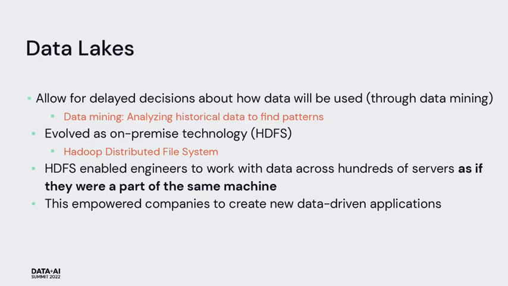Data lakes originally evolved as an on-premise technology closely tied to the Apache Hadoop ecosystem. Many early internet companies had been amassing huge amounts of data and were seeking solutions to process and monetize it. The Hadoop Distributed File System, or HDFS, allowed engineers to start working with data distributed across dozens or hundreds of servers, as if it were part of the same machine. While this physical infrastructure was expensive to purchase, maintain, and operate, the abilities unlocked by the design allowed companies like Facebook, Netflix, and Yahoo to create and power new data-driven applications.